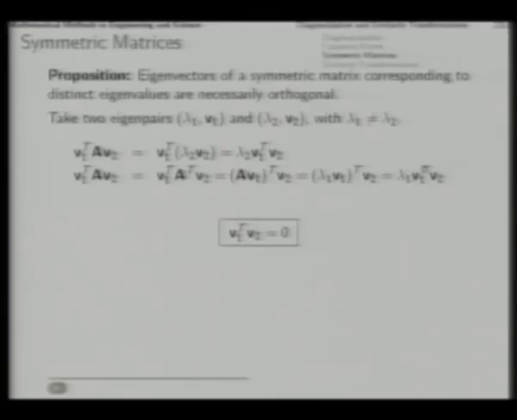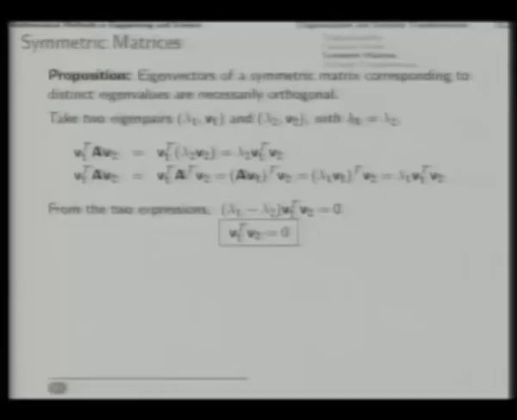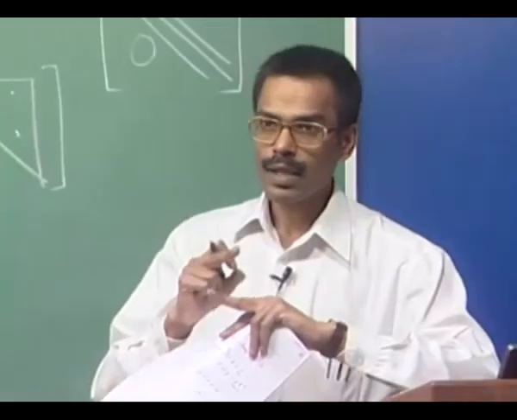Now note that the same expression evaluated in two different ways, without utilizing symmetry and utilizing symmetry, gives us two different expressions. So, we subtract. On this side subtraction will give us 0, on this side it will give lambda 1 minus lambda 2 times V1 transpose V2, that is 0. We have already taken the assumption that lambda 1 and lambda 2 are not equal, that means this factor cannot be 0. So, the only way this can happen is that this factor must be 0, that means V1 and V2 are necessarily orthogonal. So, this is the case for distinct eigenvalues.